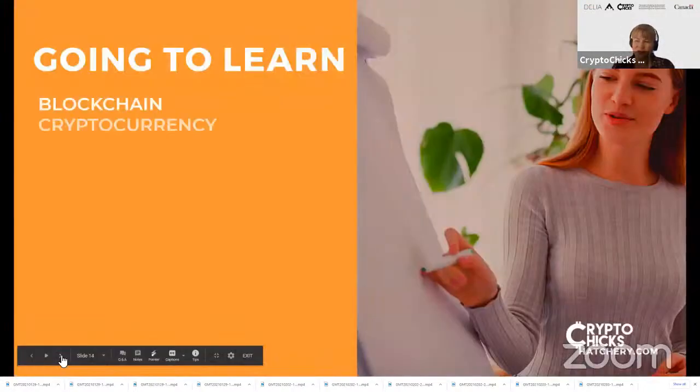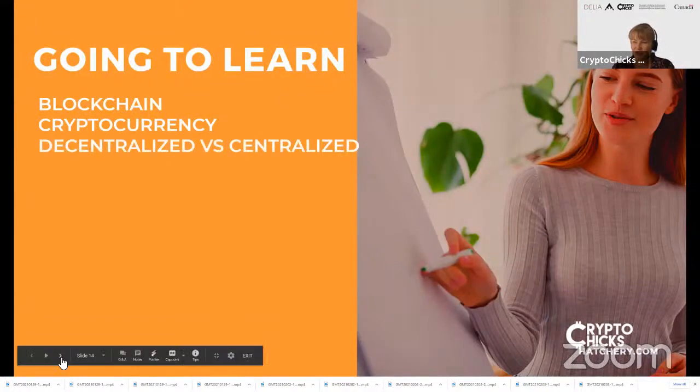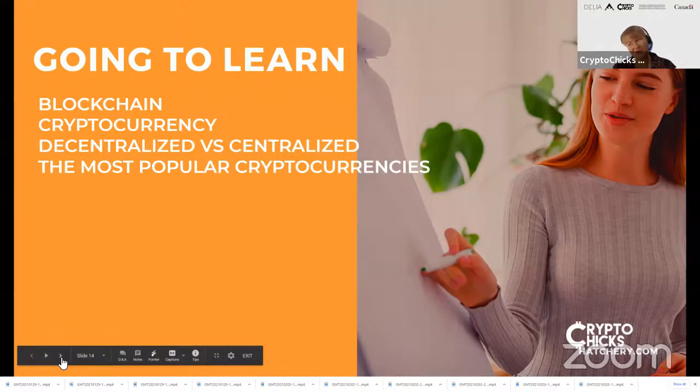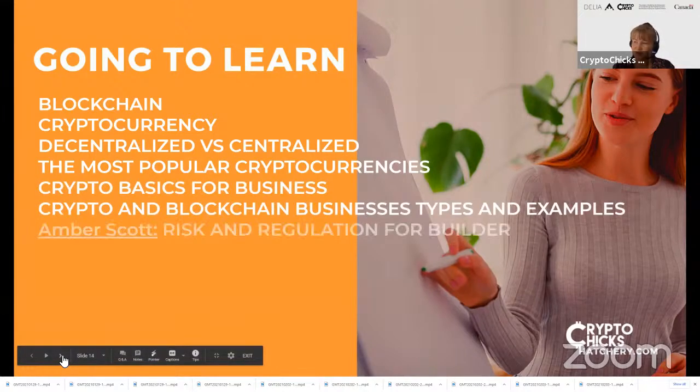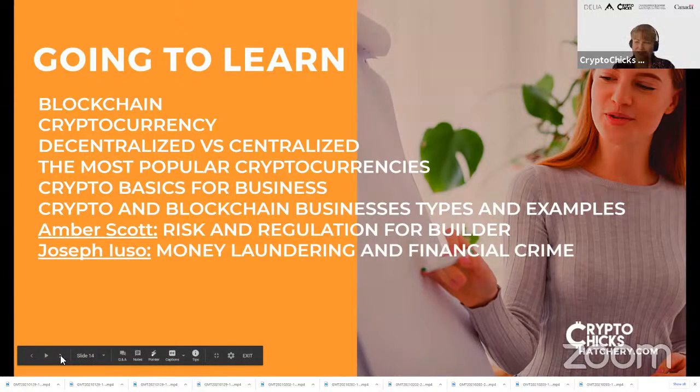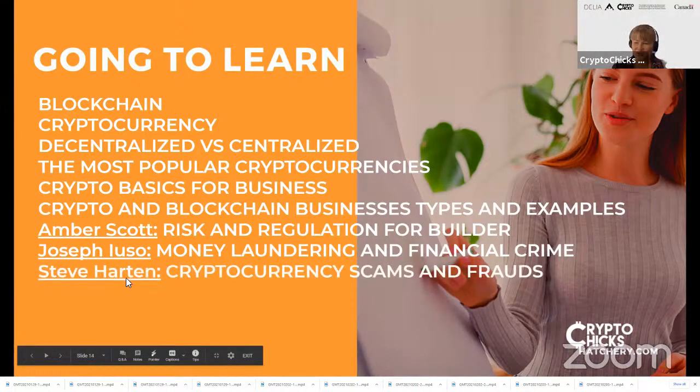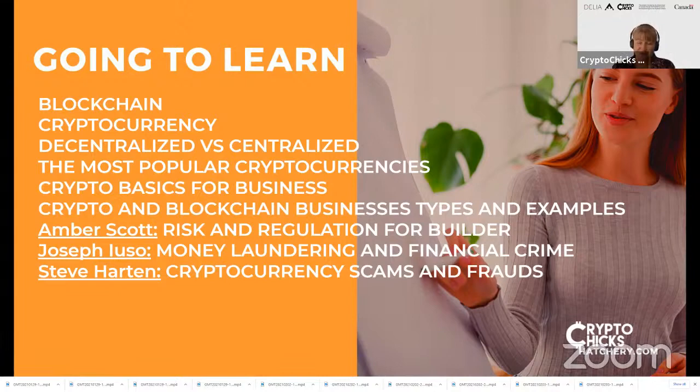Today we're going to touch a tad on blockchain and cryptocurrency. We're going to go through centralized versus decentralized as well. We're going to look into the most popular cryptocurrencies, crypto basics for business, and crypto and blockchain business types and examples. Amber is going to cover risk and regulations for builders of blockchain businesses. Joseph is going to cover money laundering and financial crime and how it is connected to crypto businesses. And Steve is going to share some information on actual cryptocurrency scams and frauds so you can be aware of them.